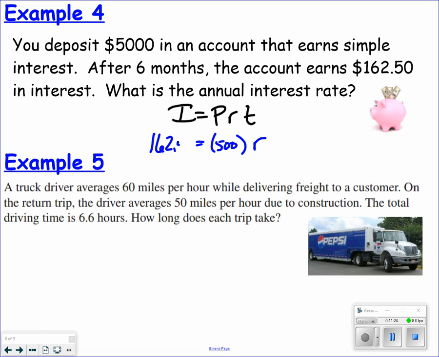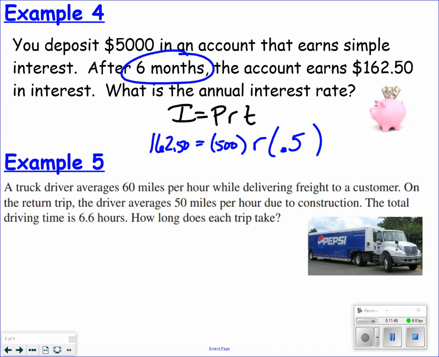So they earned $162.50. Now, this was not very nice. Instead of 6 months, this formula has T in years. So 6 months is actually 0.5, or half a year. So again, they were kind of throwing you on that one. This formula deals with time in years, and so that's half a year.